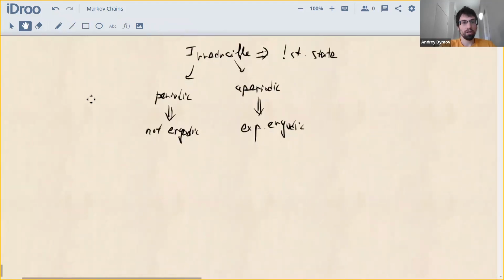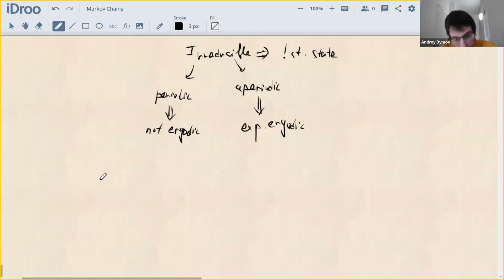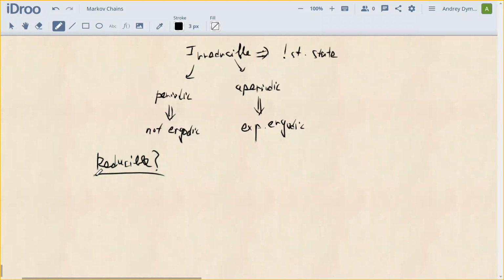So the last question I would like to study is what happens if the Markov chain is reducible? So we need all the minimal communication classes to be ergodic. Is it enough? And then the whole reducible chain is ergodic? No, no, no. Let us think about it.